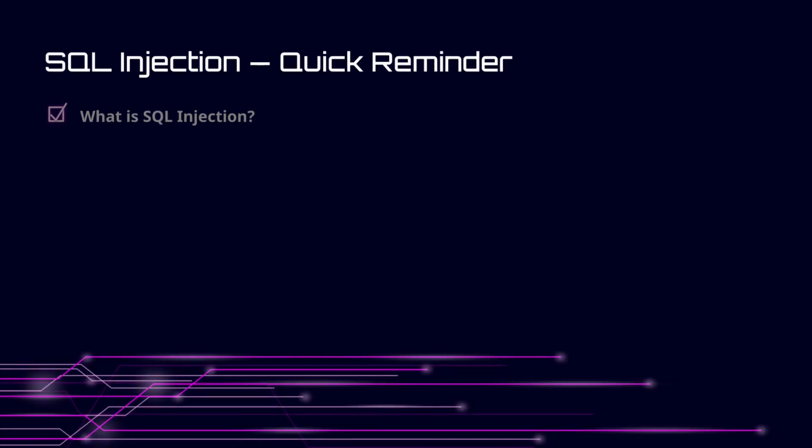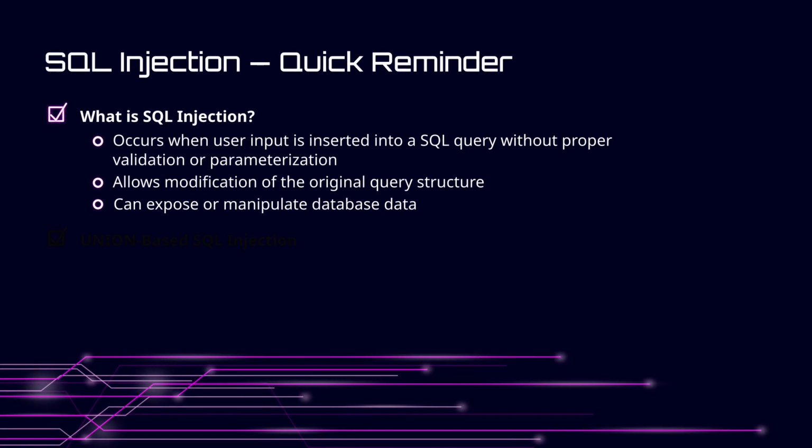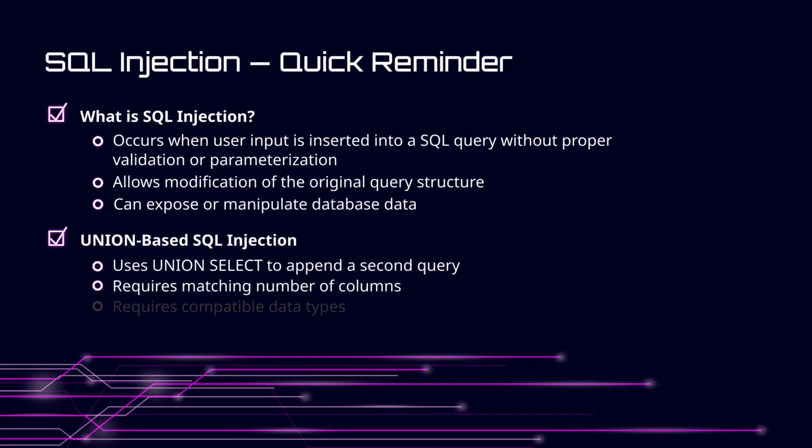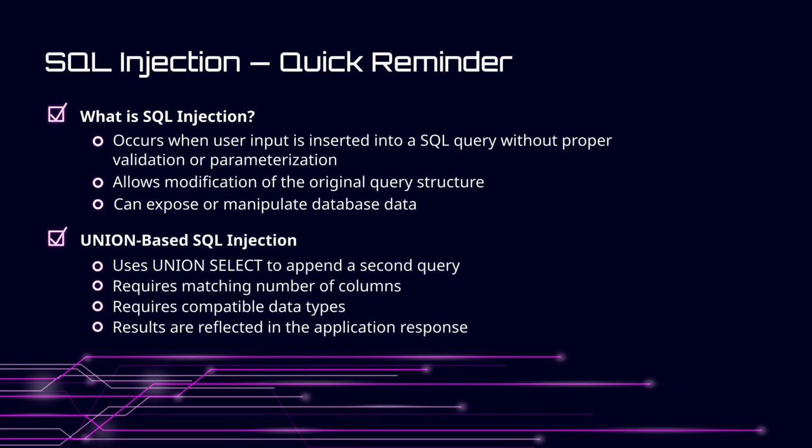SQL injection happens when user input is embedded directly into a SQL query without proper sanitization or parameterized statements. This allows us to alter the structure of the original query. In this lab, we're specifically using a union-based technique. That means we're appending our own select statement to the application's original query.